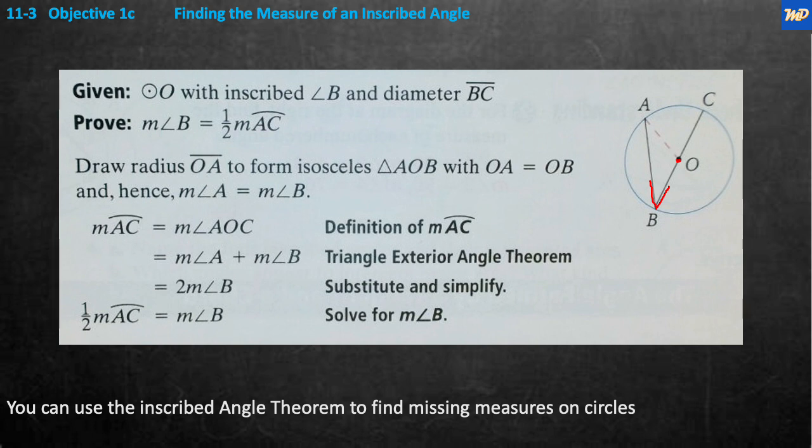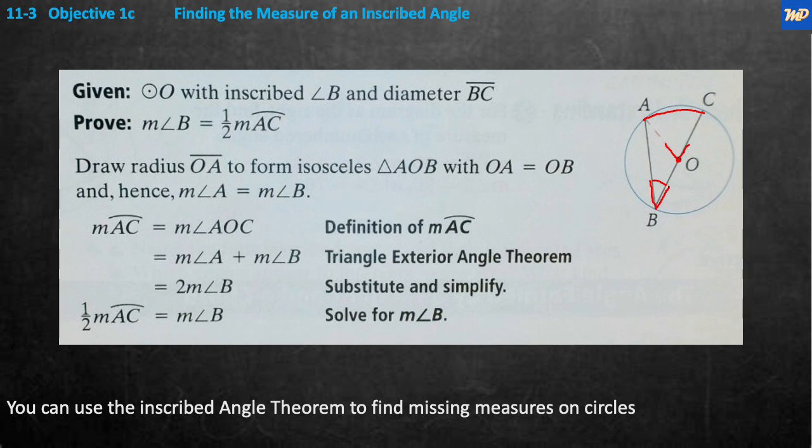It says prove that the measure of angle B is 1/2 the measure of arc AC. And as I pointed out in the last slide, when we talk about half the measure of AC, we're talking about this angle. That's the key to this whole thing.